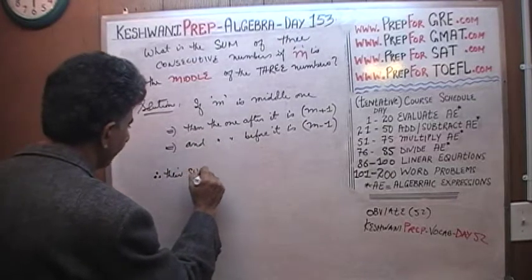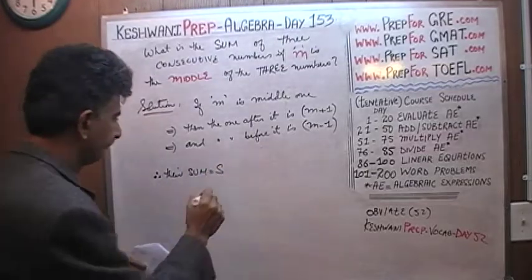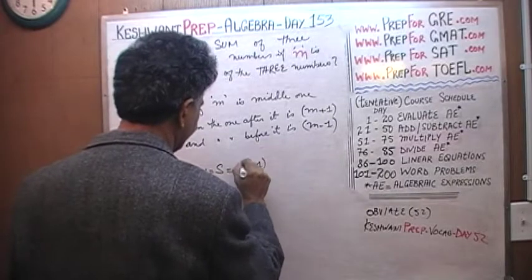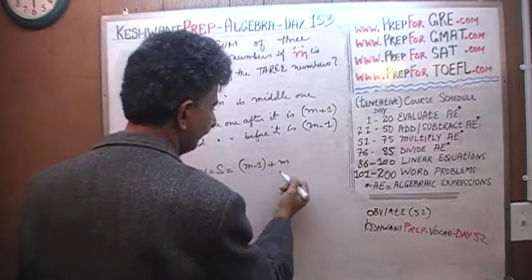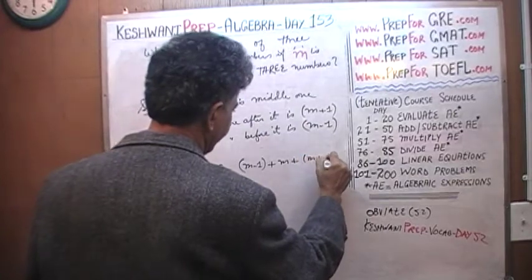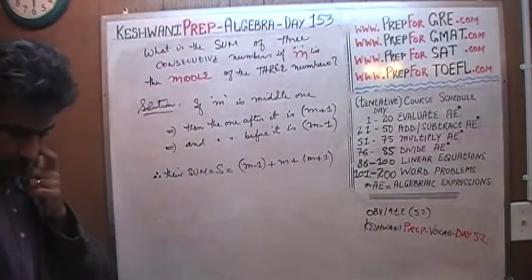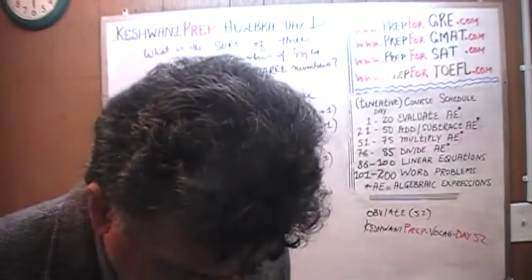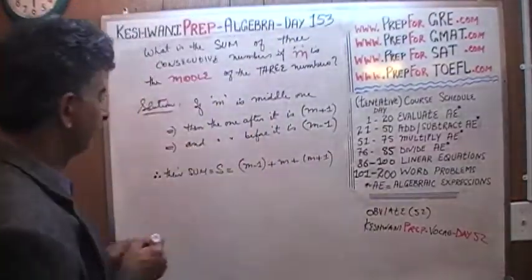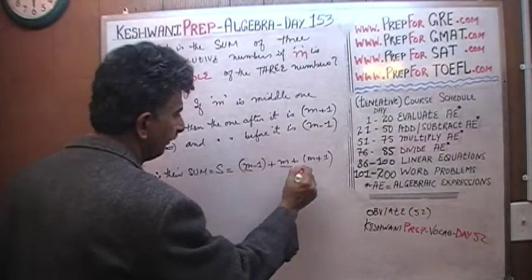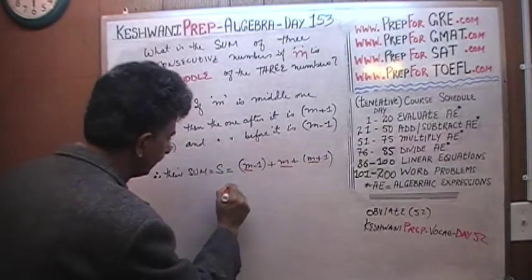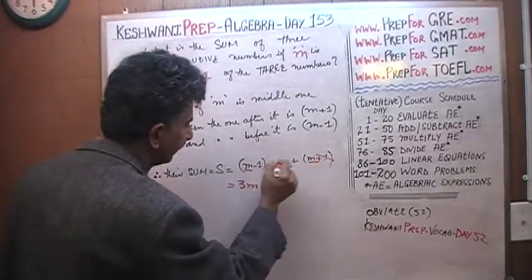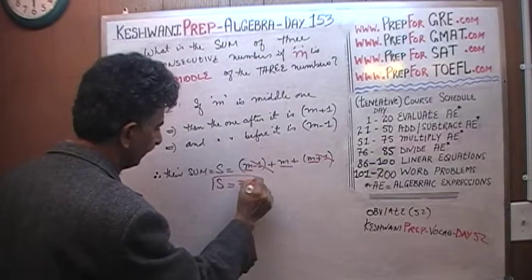Therefore, their sum, let's call it S, would have to equal the one before, M minus 1, then the middle one, M, and then the one that comes after it, M plus 1. That's all it is. And of course we have to simplify it. We can't leave it like this. Simplification is very easy. Here we have an M, here we have an M, here we have an M. We have three M's. So it's 3M, and then here we have a minus 1 and a plus 1. A plus 1 and a minus 1 cancel out, and S is simply 3 times M.